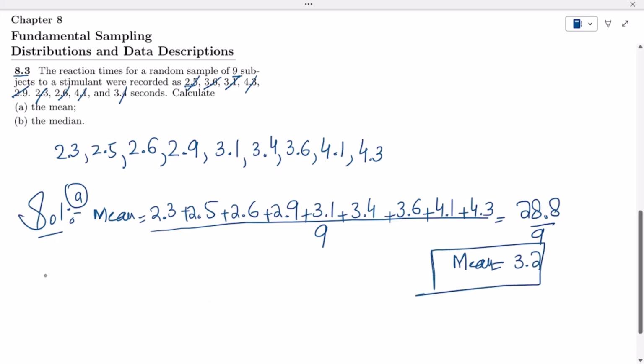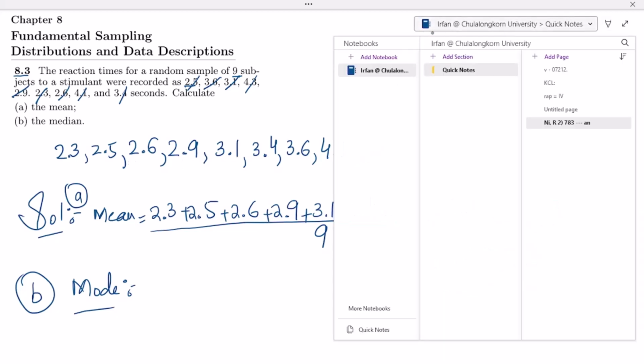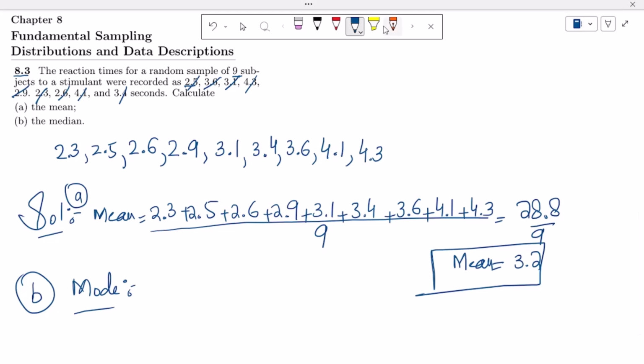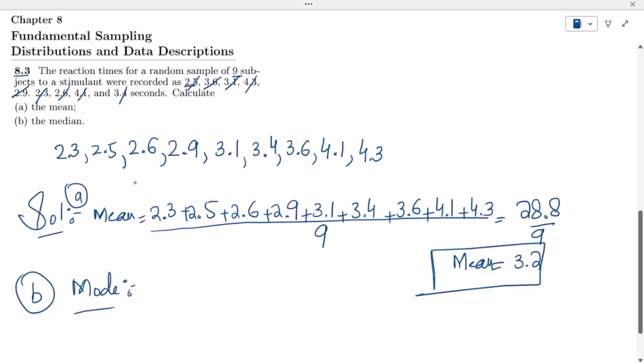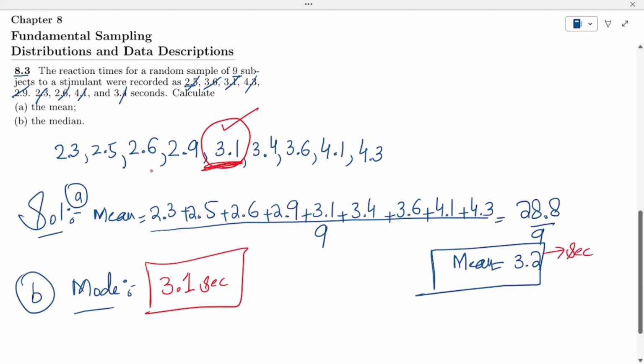In order to find the median, we can see that the total number of items here is odd. Let me use this red color for finding the median. So 1 2 3 4 are here, 1 2 3 4 are here, and the middle one is 3.1. So this is the middle number, and that's why this 3.1 seconds is the median, and this 3.2 seconds is the mean.